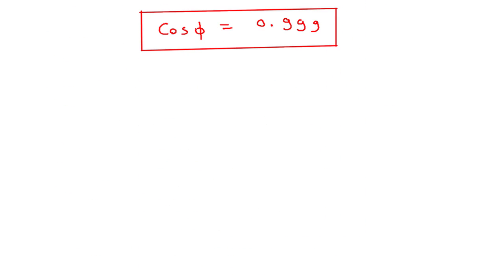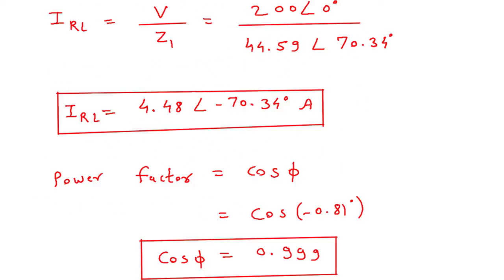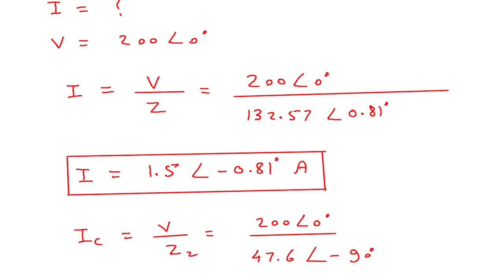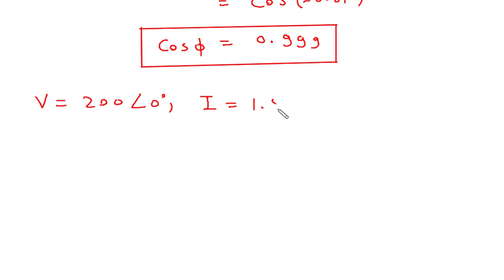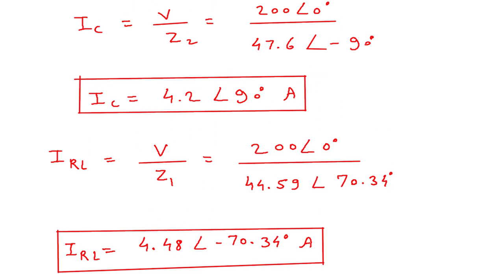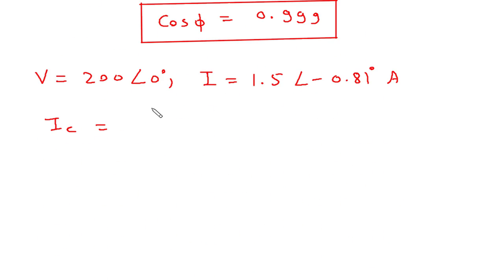Now we have the value of cos phi also. First of all, we will write the values. Voltage is 200 at an angle of 0 degree. The current I is 1.5 at an angle of minus 0.81 degree ampere. Then total impedance we don't need; for the vector diagram we need IC. So IC is equal to 4.2 at an angle of 90 degree ampere.